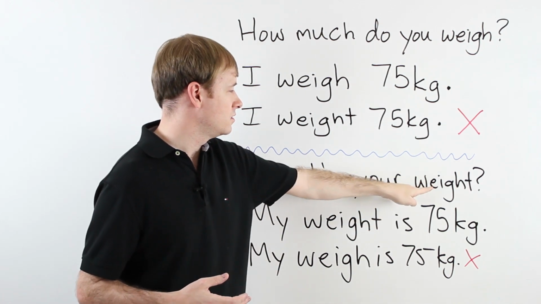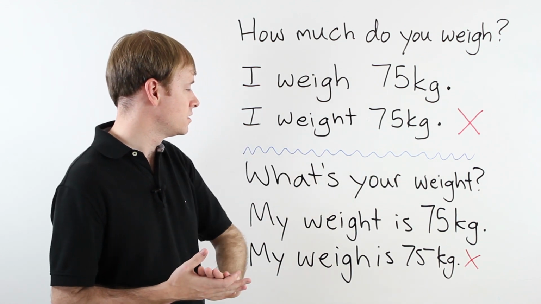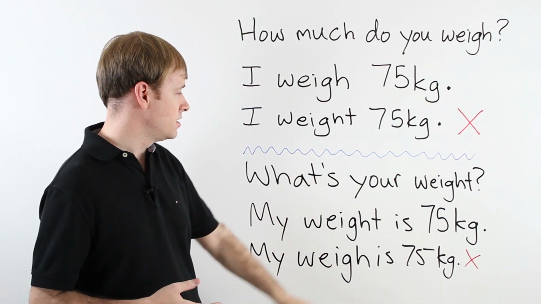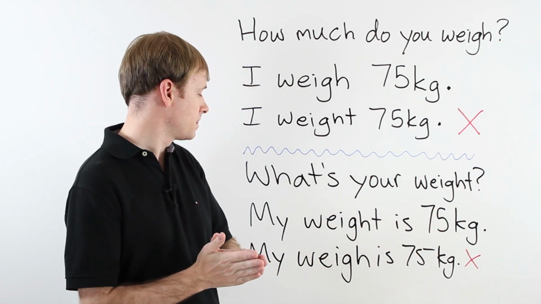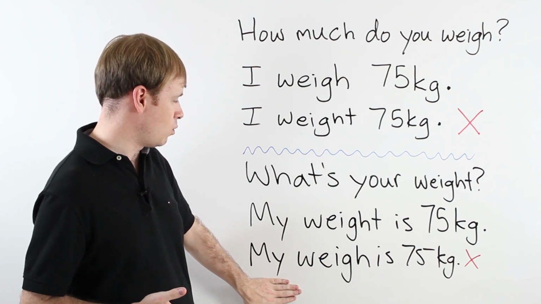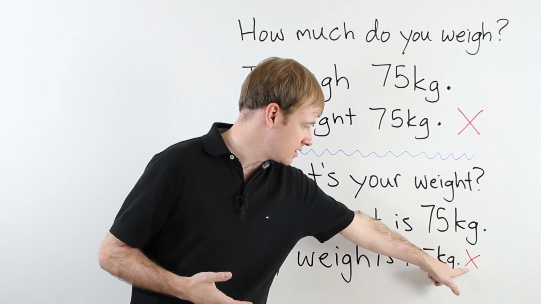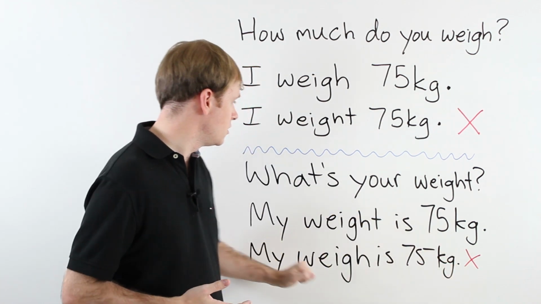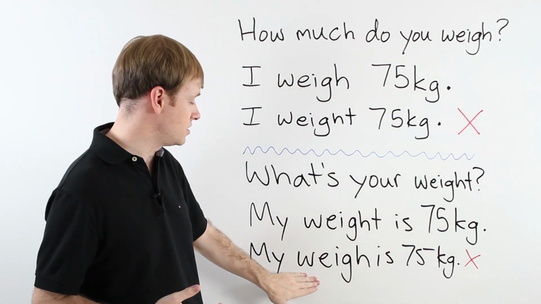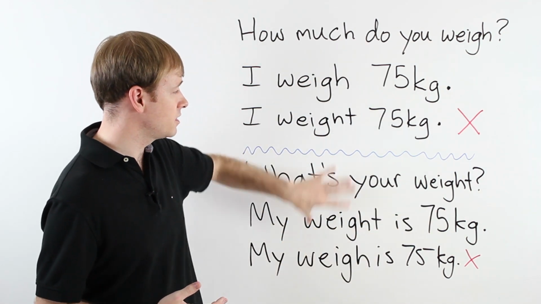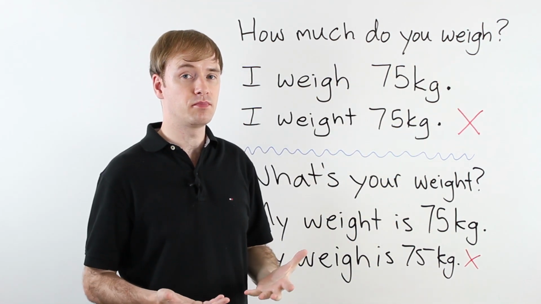What's your weight? Now it's using the noun form. What's your weight? My weight is 75 kilograms. Again, my weigh is 75 kilograms, X, don't use that. What's your weight? My weight is 75 kilograms. Don't use this. It's a little bit confusing, especially the weigh and the weight. Takes a lot of practice.